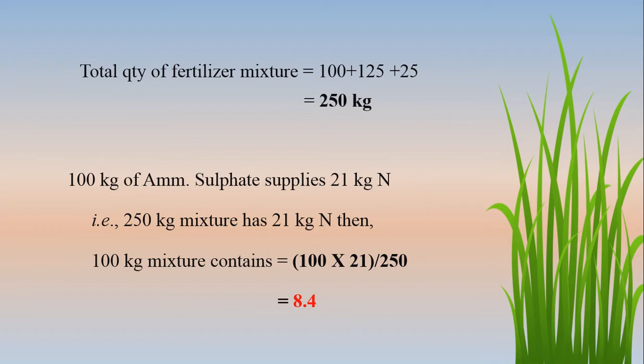As I have already mentioned, fertilizer grade should always be mentioned for 100 kgs only. So we are converting the 250 kg mixture into 100 kg mixture. You can obtain the nitrogen by simple cross multiplication, that is 21 into 100 divided by 250. It comes to 8.4. It means that the fertilizer mixture which they have prepared contains 8.4% of nitrogen.